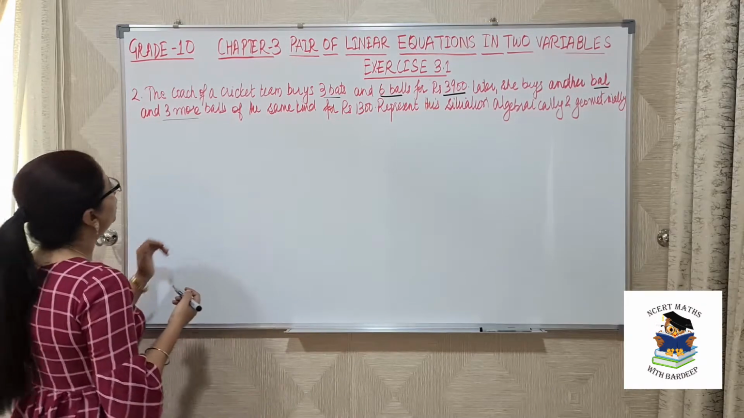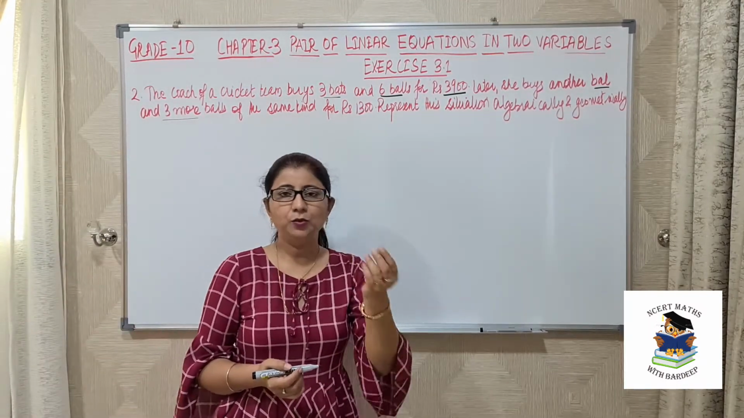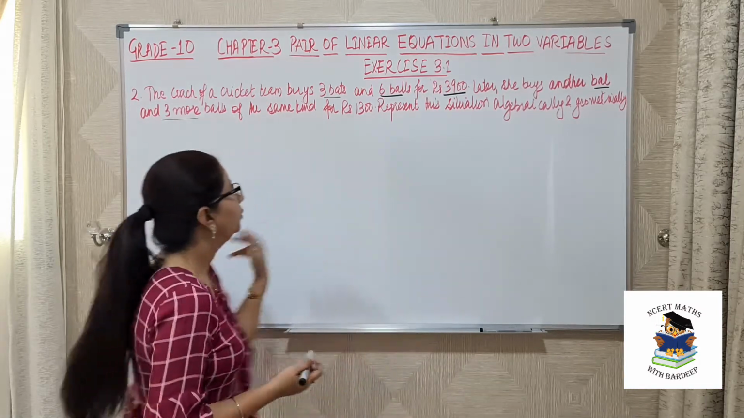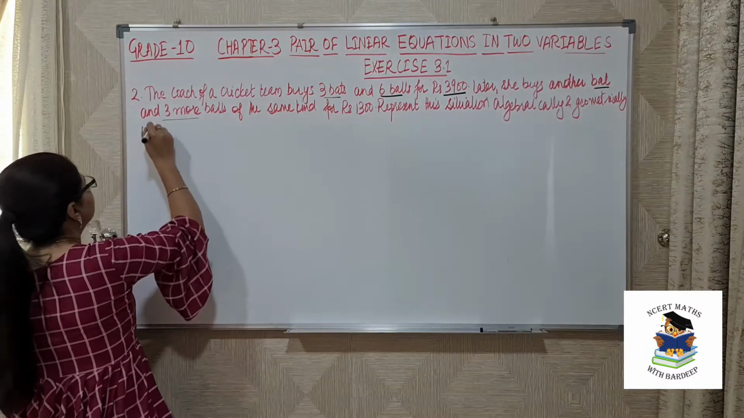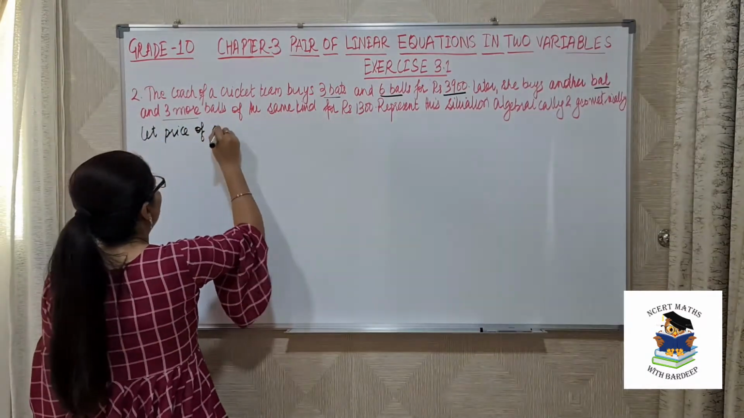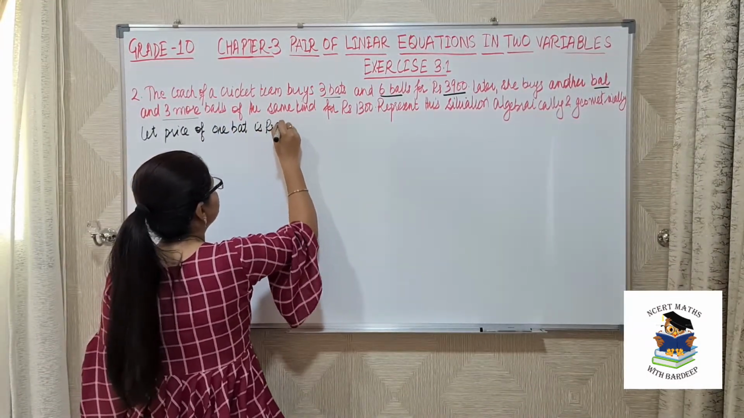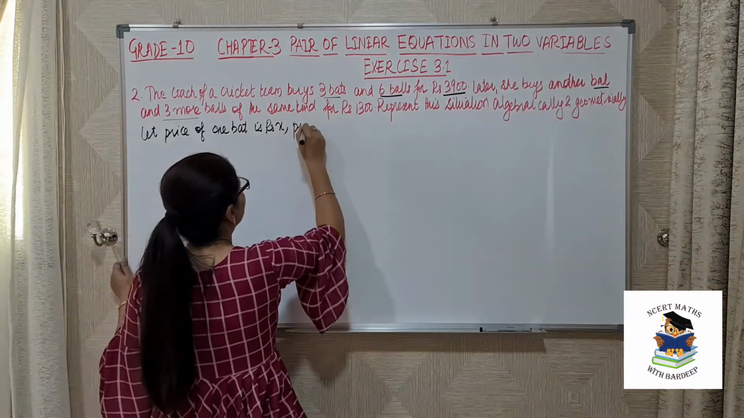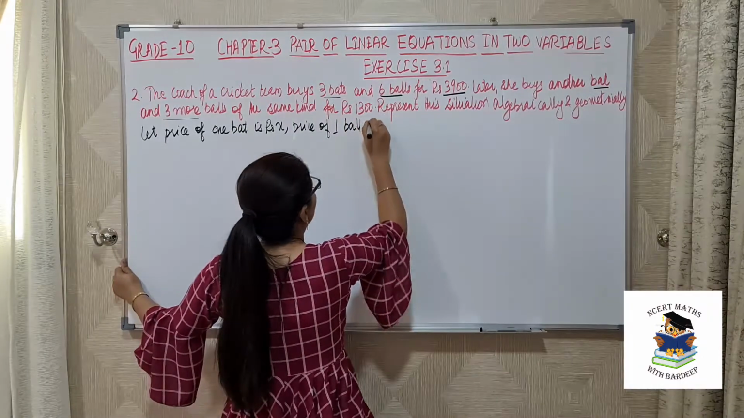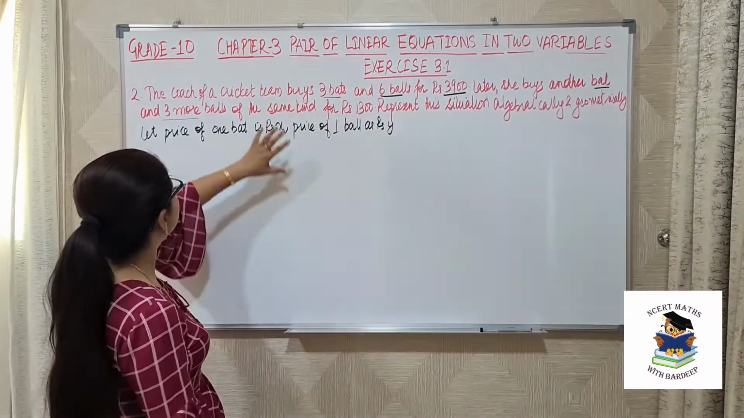So let's start. Now 2 things are there, that is bats and balls. So we will assume the price of 1 bat as rupees x and one ball as rupees y. So we will write, let the price of one bat be rupees x and the price of one ball be rupees y.